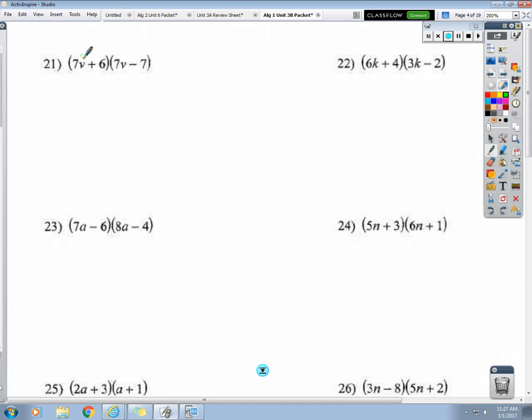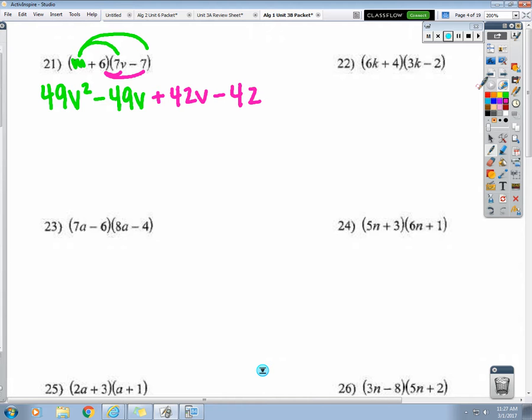First, you need to distribute the 7b to everything over here. Okay, so what's 7b times 7b? 49b squared. What's 7b times negative 7? Negative 49b. Okay, so now I'm done with the 7b because I distributed it to both of those and it made this binomial. Now I have to distribute the 6 to both. What's 6 times 7b? Positive 42b. And what's 6 times negative 7? Negative 42. So now look, on this one I have some terms that can be combined.